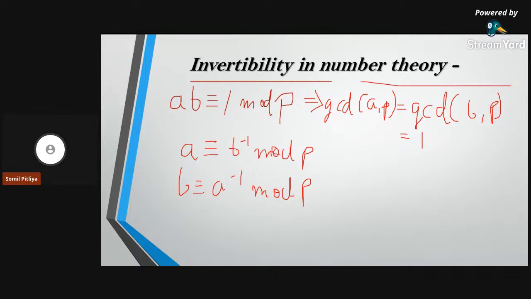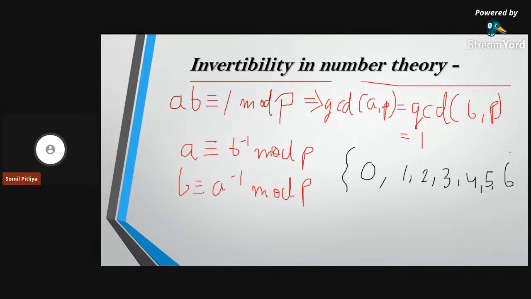Now we will use this concept to prove Fermat's Little Theorem. But let us see an example. Suppose we divide any number by a prime number, let's say the prime number is 7. So what can be the remainders? When any number is divided by 7, the remainder can be 0, 1, 2, 3, 4, 5, or 6.